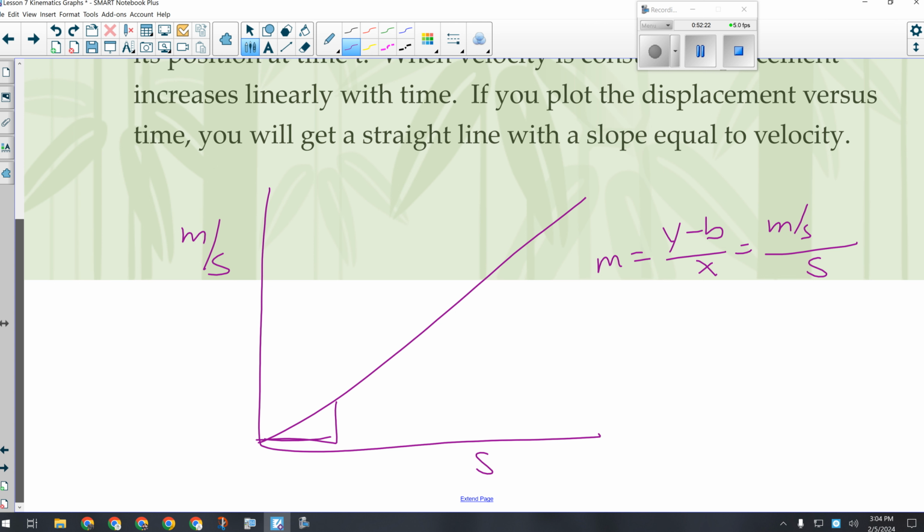All right? Everyone okay with that? Okay, that's another one of those things. We don't want to memorize that. We can analyze that from the graph.